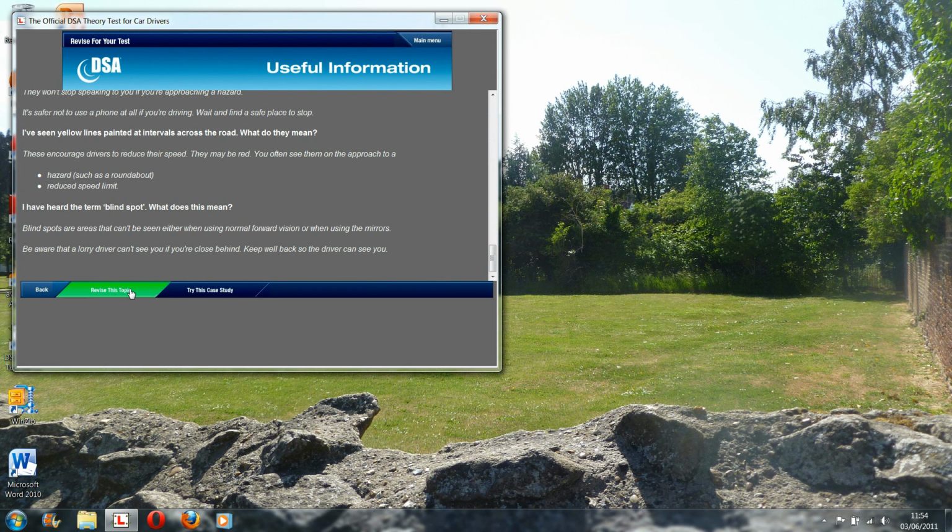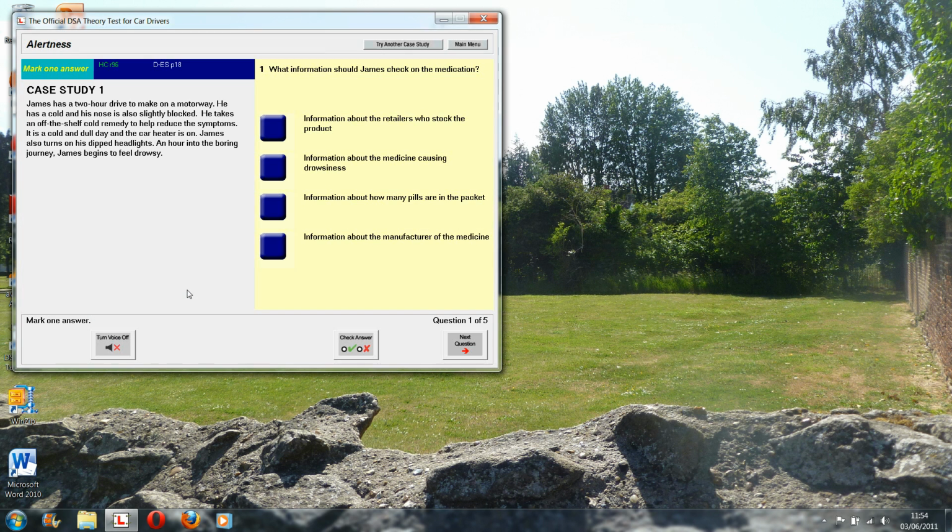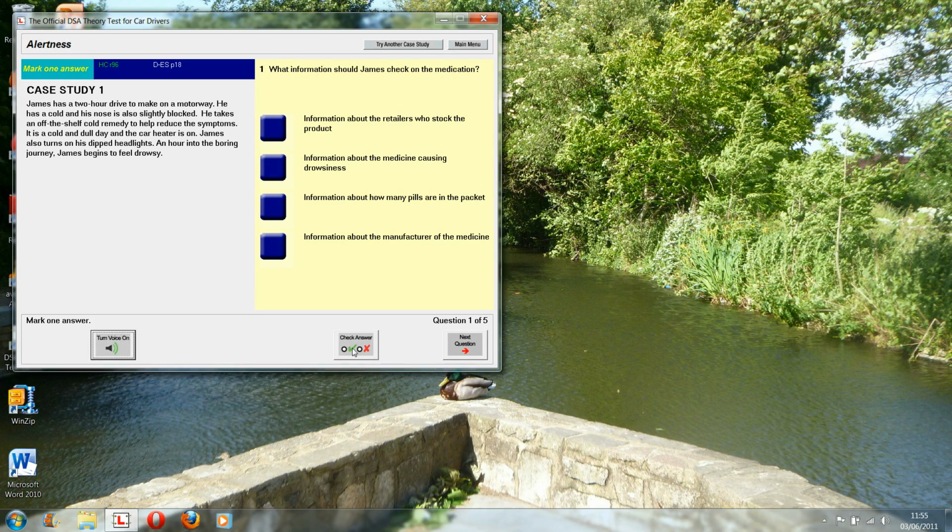And then I didn't press revise this topic. I pressed try a case study for each one I did. James has a 2-hour drive to make on a motorway. So obviously, if you're dyslexic, there's a voice that plays it back in a human voice in case you can't really read properly. And this is exactly what it was like when I took my test. It's exactly the same icons, the exact same format and font and everything like that. So it's really good to revise for the test because you know exactly what's coming up.